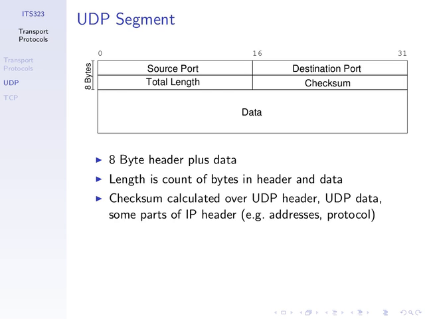The data may be of varying length, so the length field specifies the total length of this segment. We have 8 bytes plus all the bytes of the data. If our header is 8 bytes and our data was 1,000 bytes, then our length is 1,008 bytes.